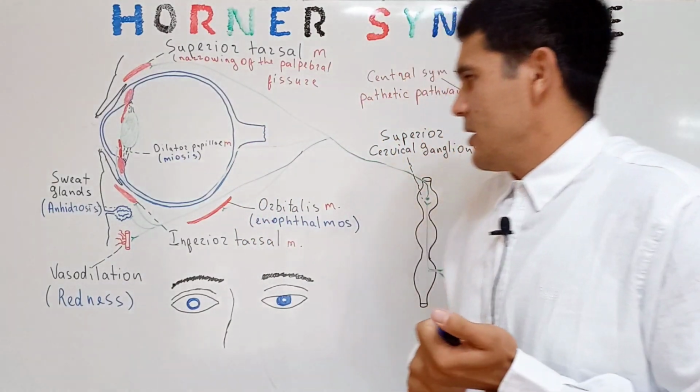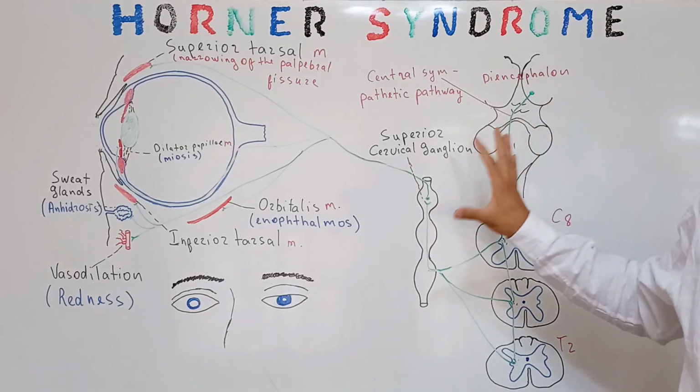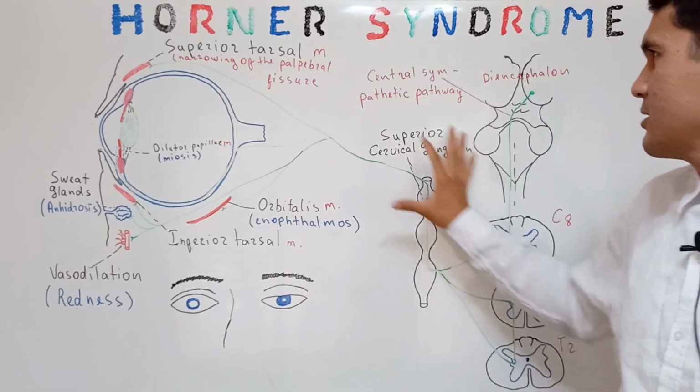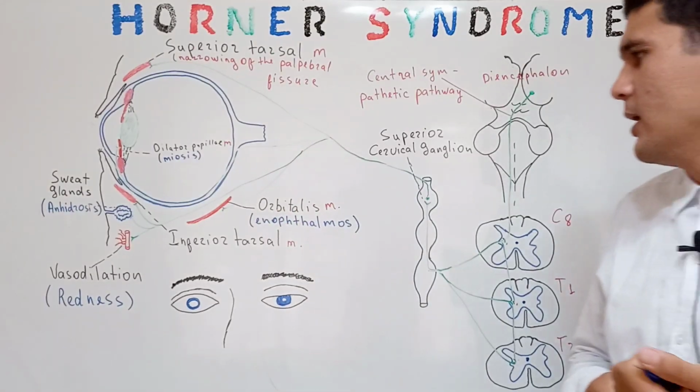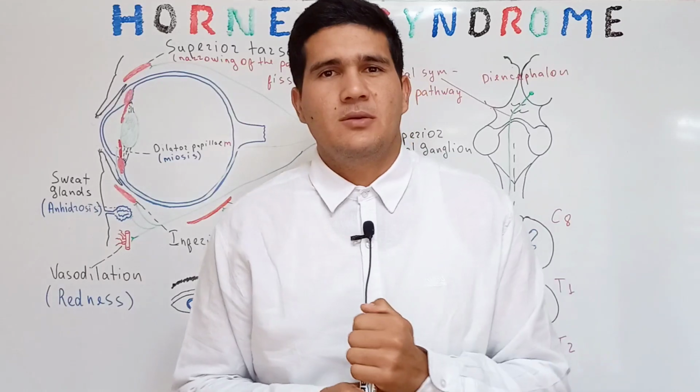Okay, that is the main information about Horner syndrome and the sympathetic innervation of the eyeball and the face. That's the main information for you all today.